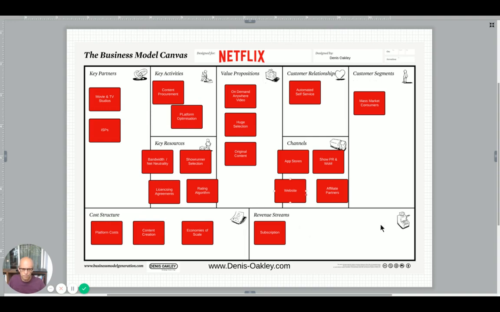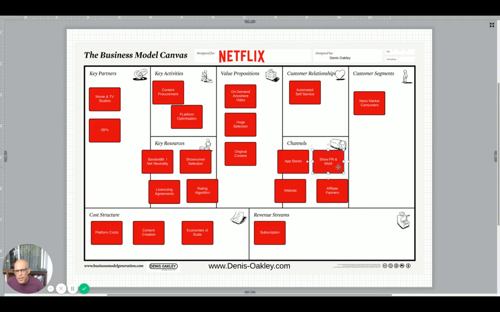The channels, okay, most people go to the website or the app store to get Netflix and watch from there. You've got a bunch of affiliate partners who bring in customers. So I think in Malaysia I came to Netflix through the provider of my phone 3G 4G package. They gave me a discounted subscription on Netflix, and no doubt they got a cut as well.